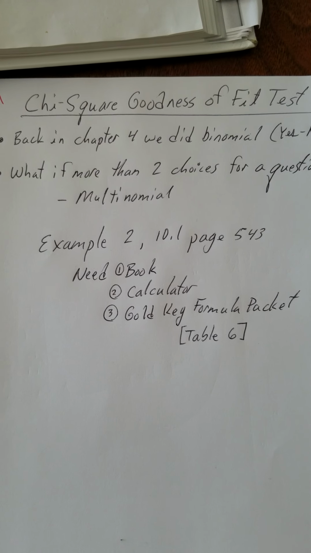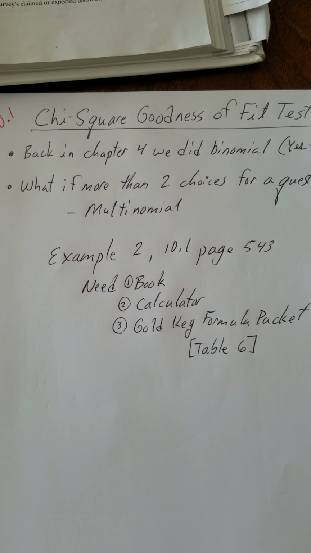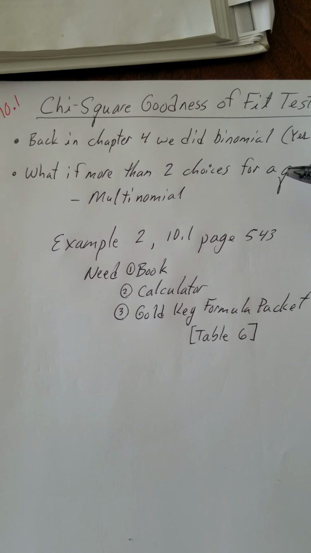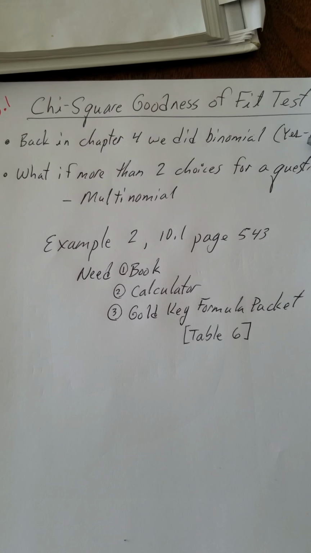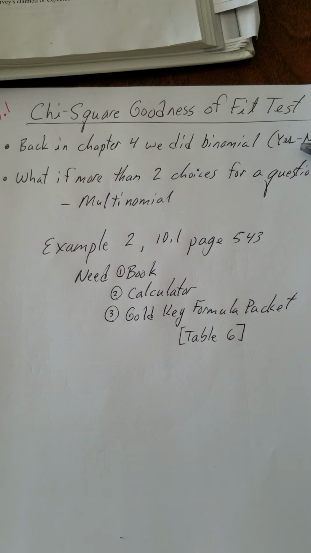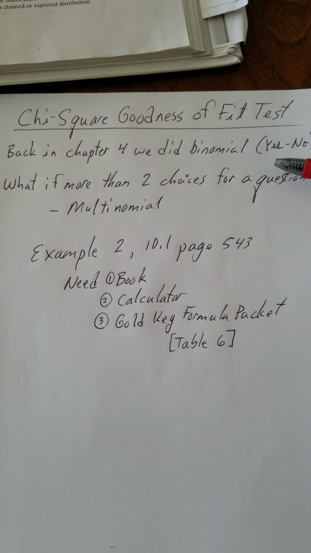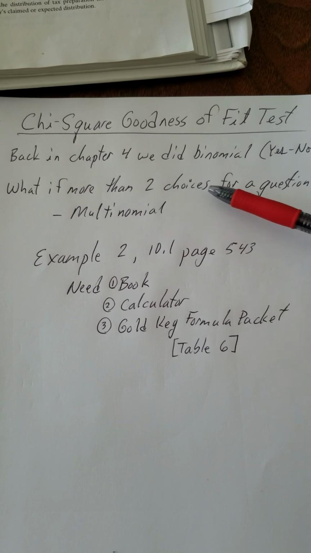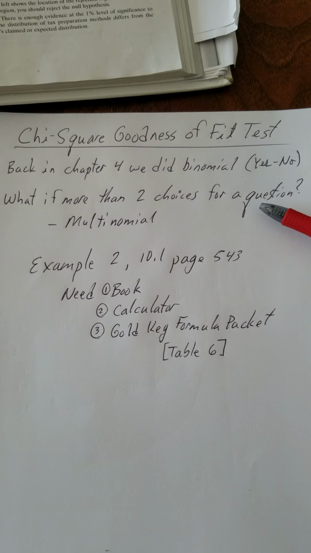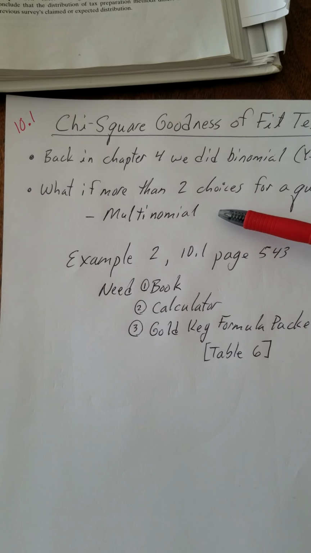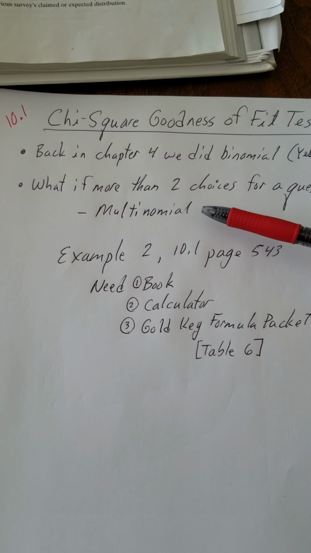Okay, chi-square goodness of fit test. Okay, so 10-1. Back in chapter 4, we did binomial questions, yes, no, etc. But what if there's more than two choices for a question? What do you do then? Now they call this multinomial. More than one, really, is what it means.